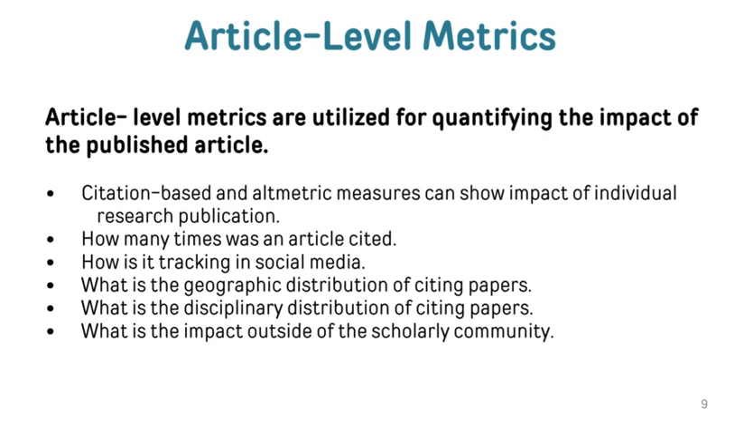And what is the disciplinary distribution of citing papers? Is this paper only cited in a very narrow track of that discipline, or does it have a wide range of citations in different disciplines? We found that some papers include methodologies which can be applied in different disciplines, so this type of paper might be highly cited. What is the impact outside of the scholarly community? What is the impact of this article?